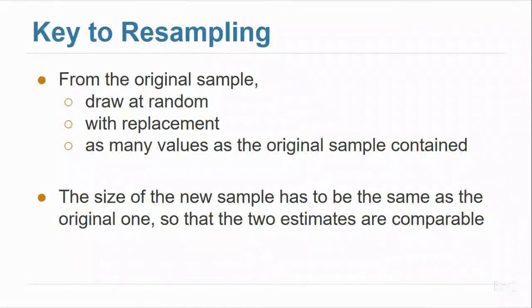So the key to resampling is that from the original sample, we'll draw at random with replacement, which is crucial, as many values as the original sample contained. The size of the new sample has to be the same as the original one so that the two estimates are comparable.